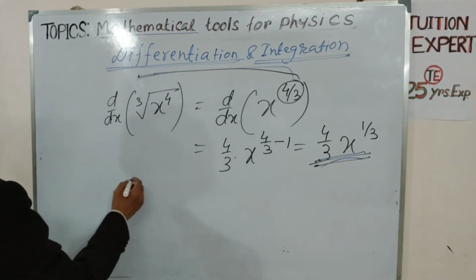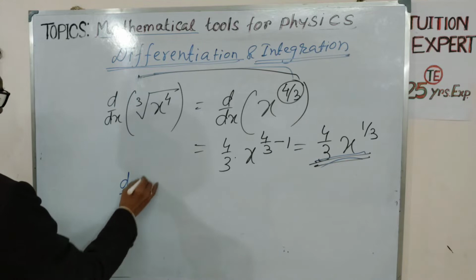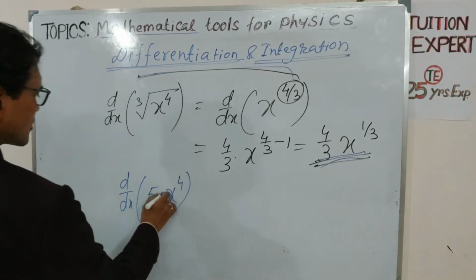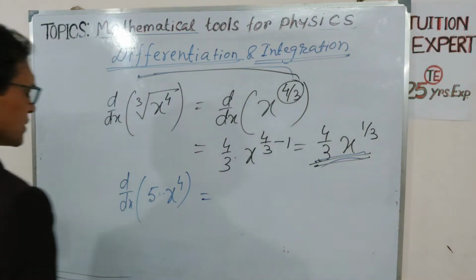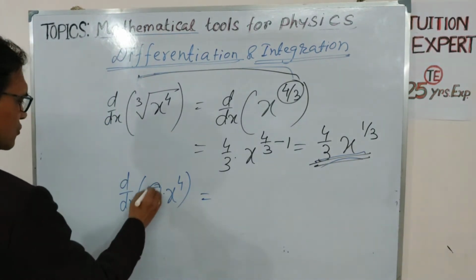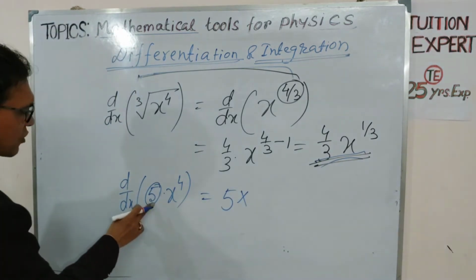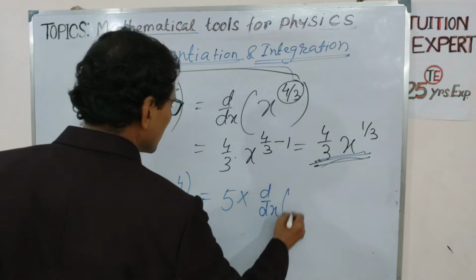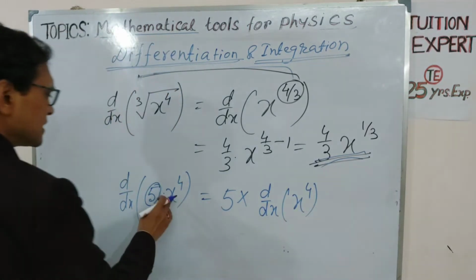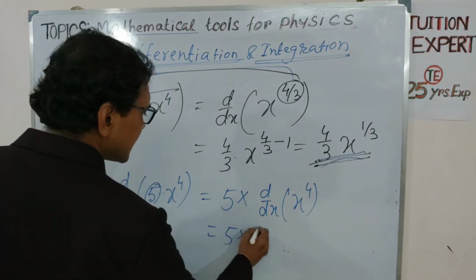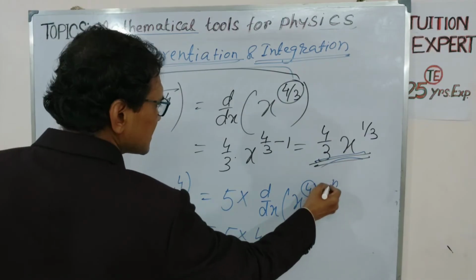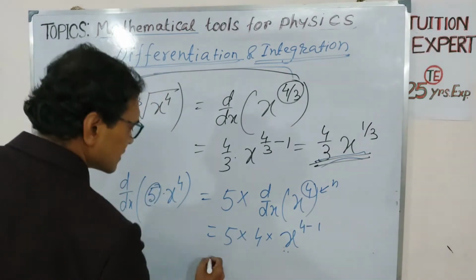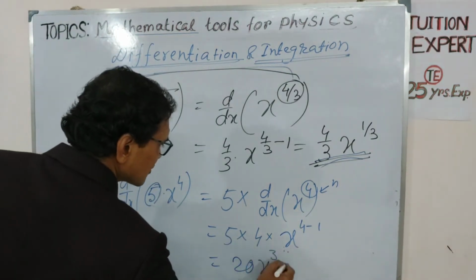Now suppose a constant term is present here. To differentiate this, the constant remains the same, so you differentiate only the variable part. The variable is x to the power 4. Now the formula is n into x to the power n minus 1, here n is 4, so 4 into x to the power 4 minus 1. So this is the answer.